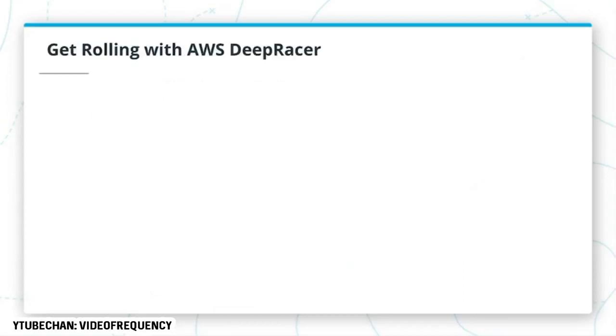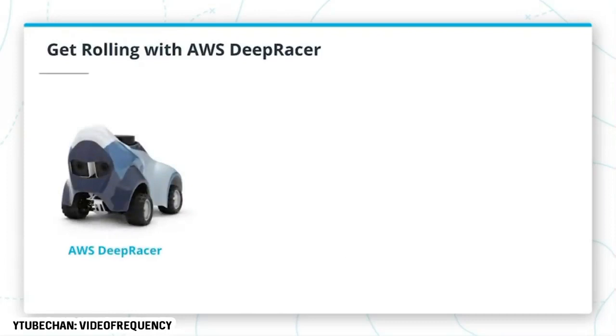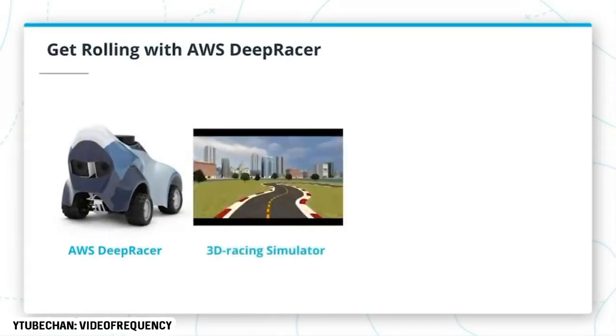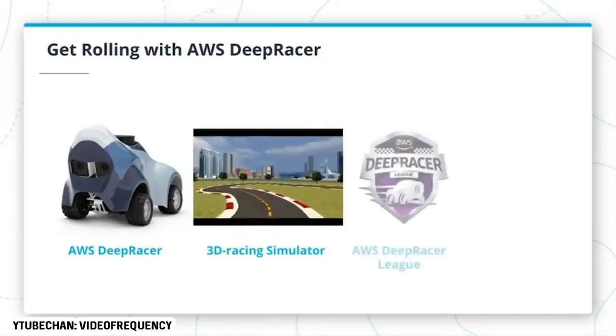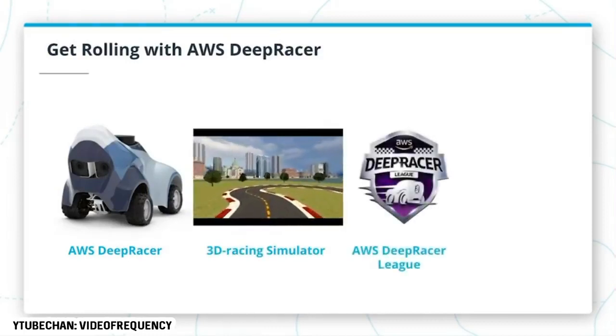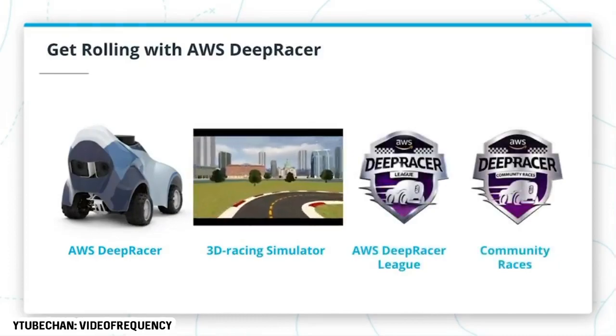So now that you've had an introduction to reinforcement learning, it's time to get started building your own model with AWS DeepRacer. DeepRacer is a combination of a physical car, a virtual simulator in the console, the AWS DeepRacer League, and community races. A DeepRacer device is not required to start learning. You can start now in the AWS DeepRacer console.